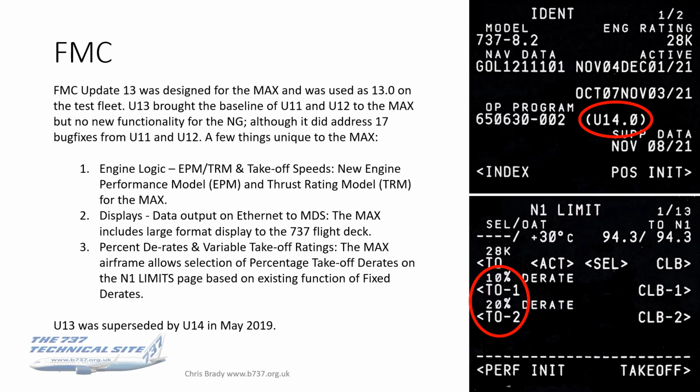There were three main differences for the Max. The engine logic. So the TRM and takeoff speed, and the new engine performance model and thrust rating model were all updated for the LEAP engine and the Max airframes, as you would expect. The second point is almost trivia. It's just data output on the Ethernet to the Max display system.